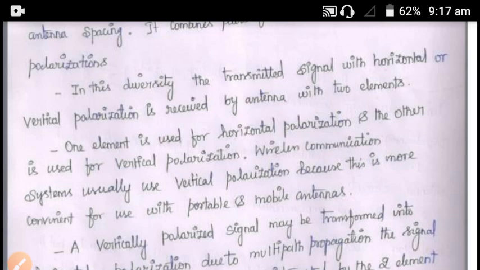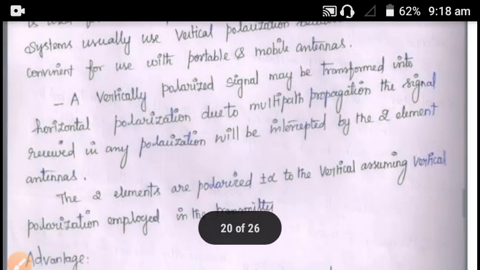Normally in wireless communication systems we usually use vertical polarization. Why do we use vertical polarization? Because it is more convenient for use with portable and mobile antennas.